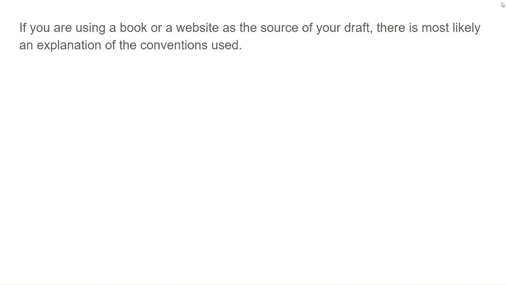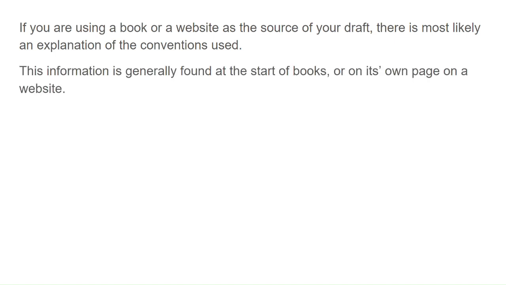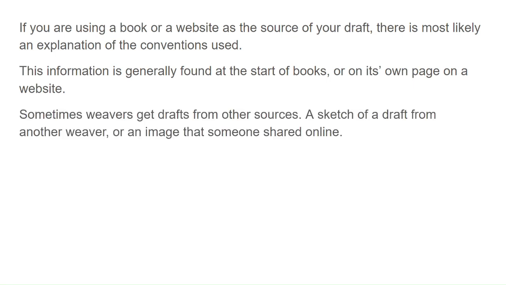If you're using a book or a website as the source of your draft, there's most likely an explanation of the conventions used. This information is generally found at the start of a book or on its own page on a website. So definitely take a look and see how the person who wrote the drafts or who included the drafts intended them to be used.